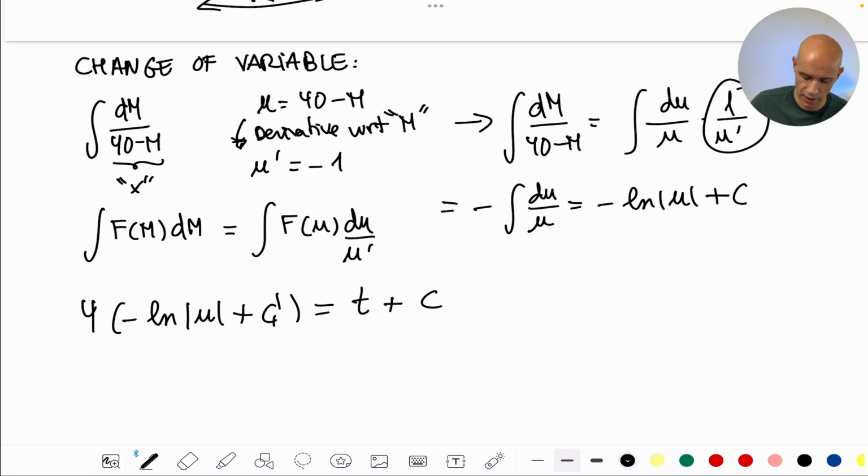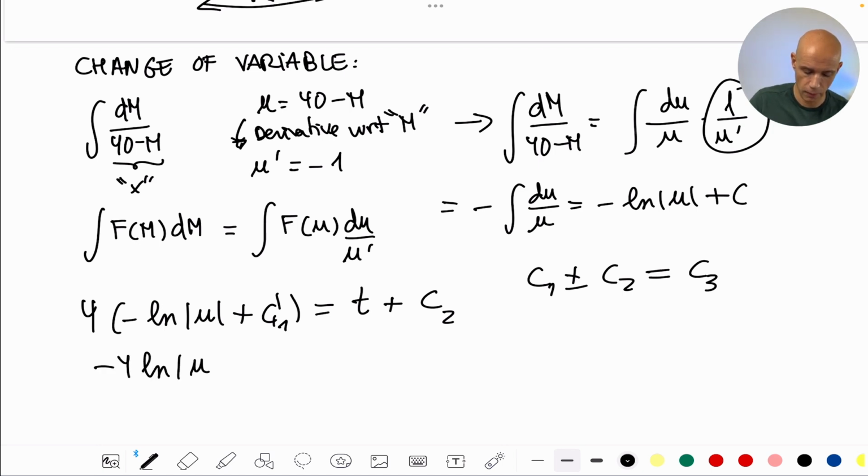So let's call this constant 1 and this constant 2. Now, if you have an arbitrary constant and you sum up or subtract another arbitrary constant, it's going to be another arbitrary constant, right? So in this case, don't worry too much about the constants. It's just minus 4 logarithm of u equals t plus some constant. And some people don't even write C3, C1, C2. It's just the same C, understanding that it's a new constant. And since it's arbitrary, you don't need to keep track of all the labels.